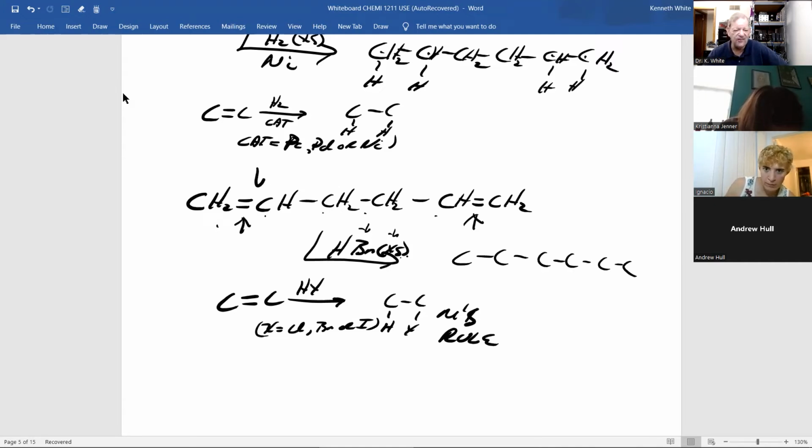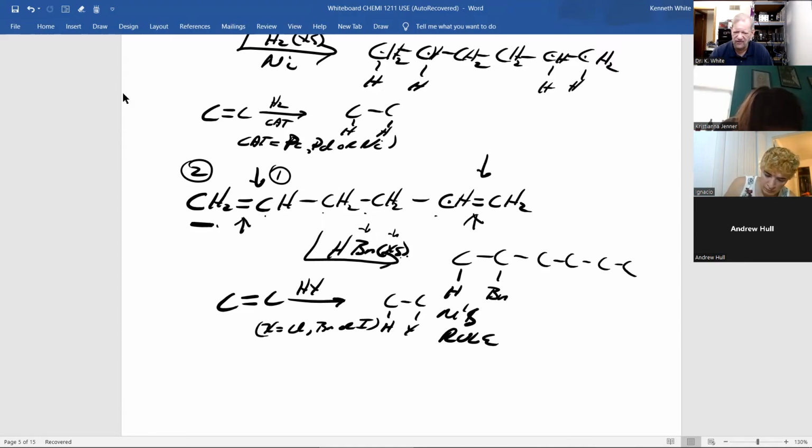Now, let's look at this first double bond. This carbon has 2 hydrogens. This one has 1. Which one has more hydrogens? Hopefully you pick that one. Markovnikov's rule: the carbon with the most hydrogen gets the hydrogen. The other gets the halogen. That's bromine.